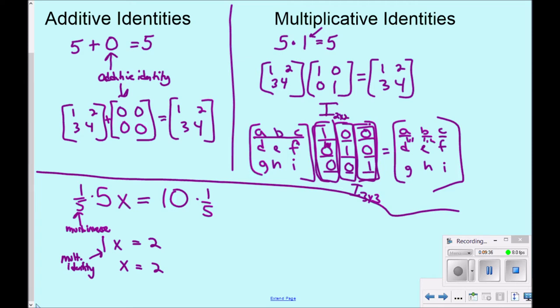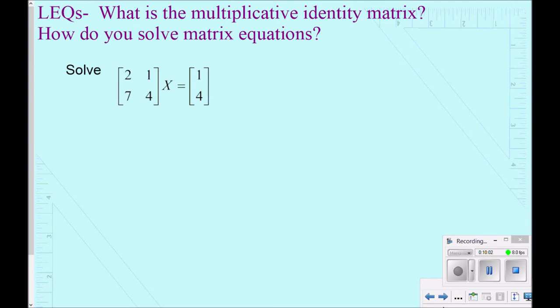Okay, so that's how we were able to solve that very basic linear equation. We multiply both sides by the multiplicative inverse of the number, and then we have 1, which is the multiplicative identity, times x, which just means we get x because anything times 1 is itself. So now we're going to use that same idea on a problem, an equation involving matrices. So go ahead and put that matrix equation into your notes.